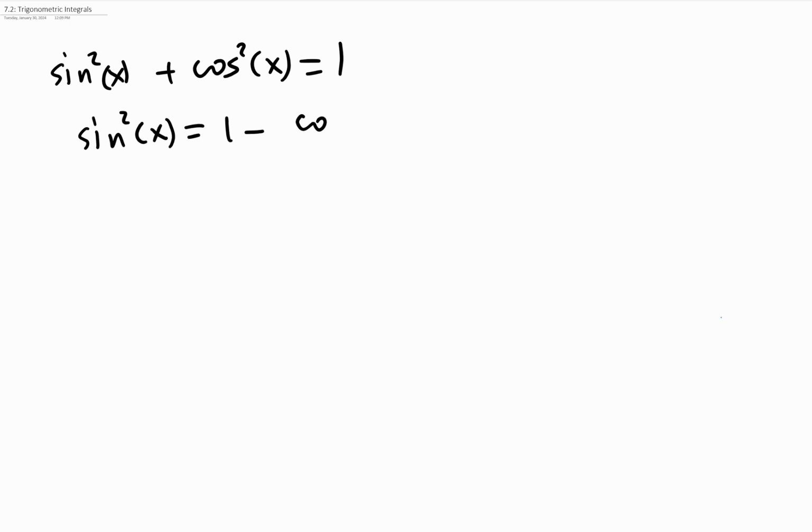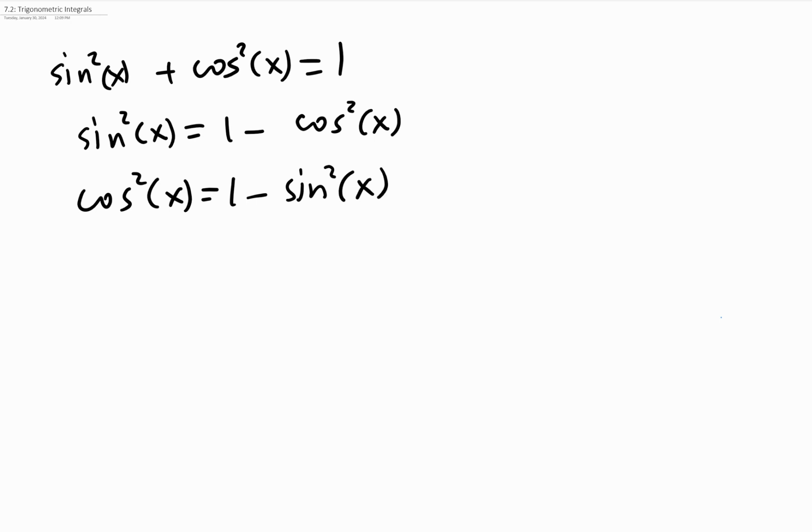Section 7.2. This talks about trigonometric integrals. One thing I always recall, we need to know some formulas from integral, like sine square x plus cosine square x is 1. And you know from this one you can always solve for sine square in terms of cosine, 1 minus cosine square, and cosine square in terms of sine square, 1 minus sine square.